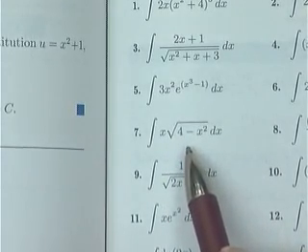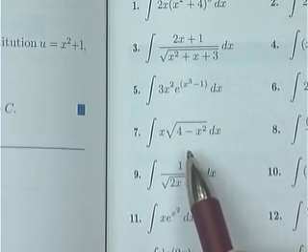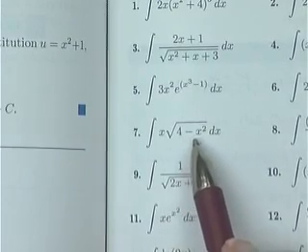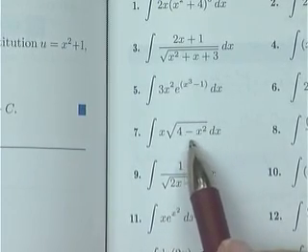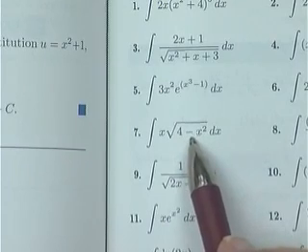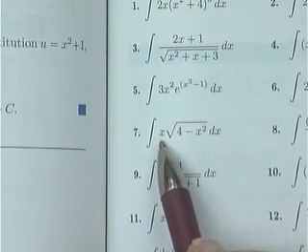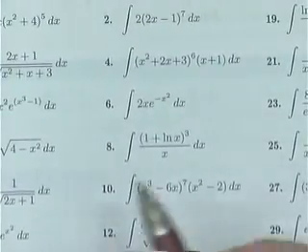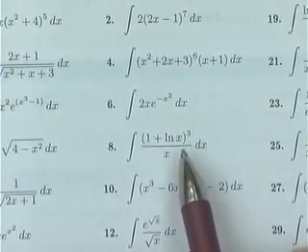Is it a u to the r? Yeah, there's no division, so it can't be 1 over u, and there's no e's, so it can't be an e to the u. And really, it's just 4 minus x squared to the 1/2, and the derivative of that is minus 2x, and there's your x that you're going to need right there. Okay. What about number 8?